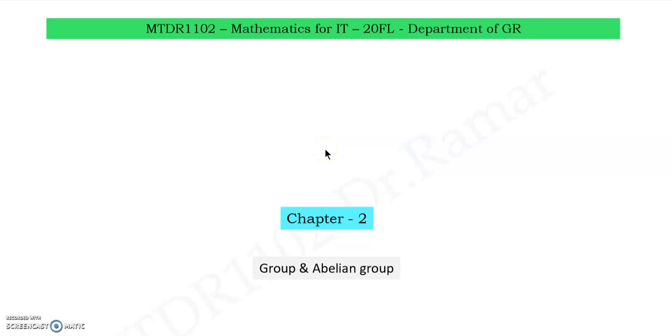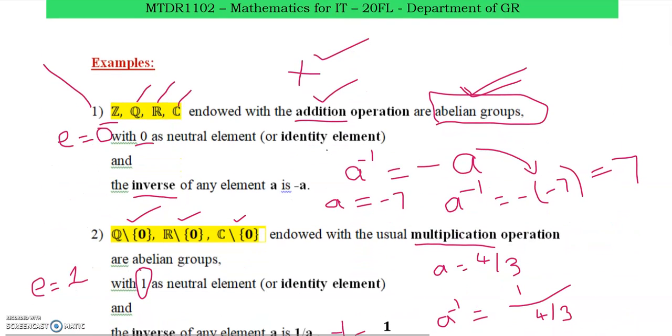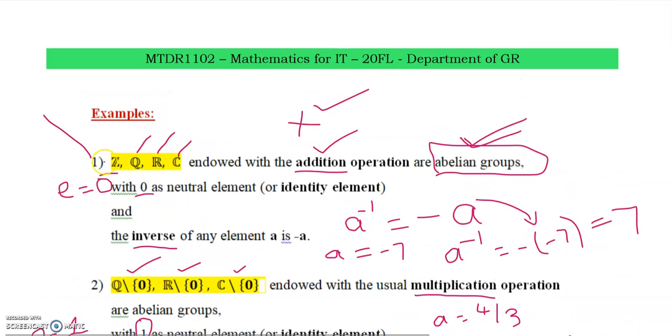Dear students, in this video we are going to see examples and counter examples and a few properties of group and abelian group. Now you see here, example 1: Z, Q, R, C. This is the set of all integers, this is the set of all rational numbers, this is real numbers, this is complex numbers. You take the binary operation addition.